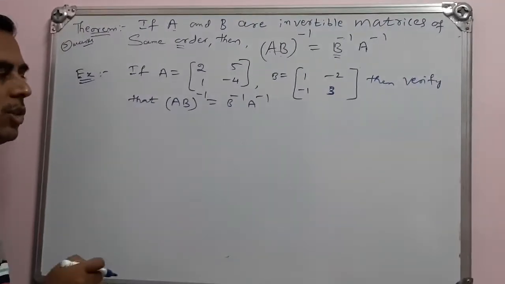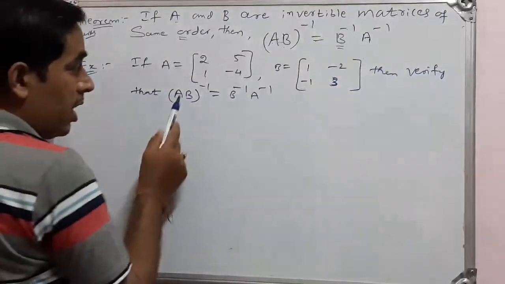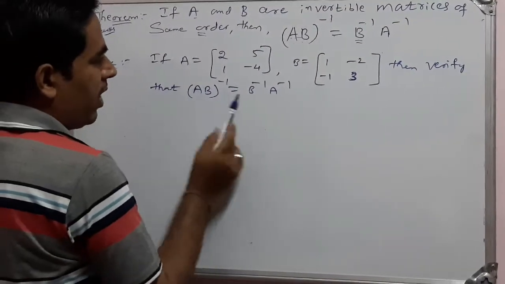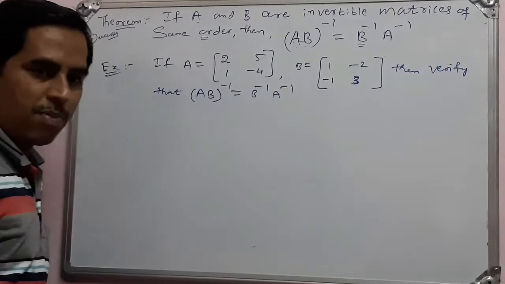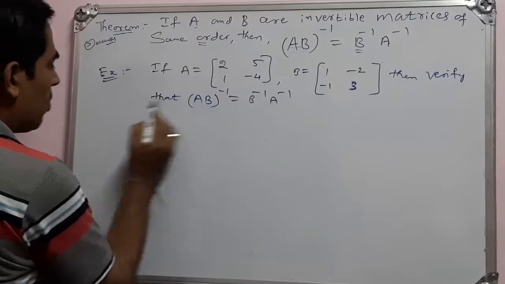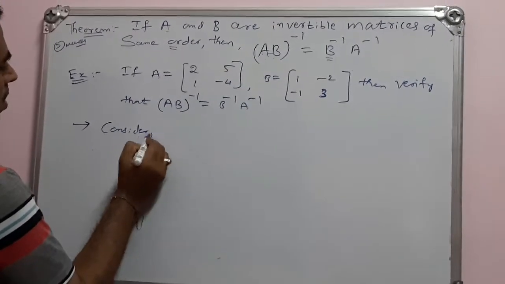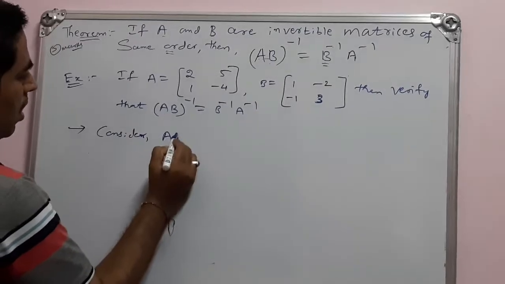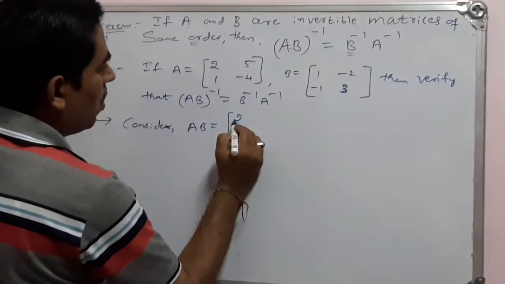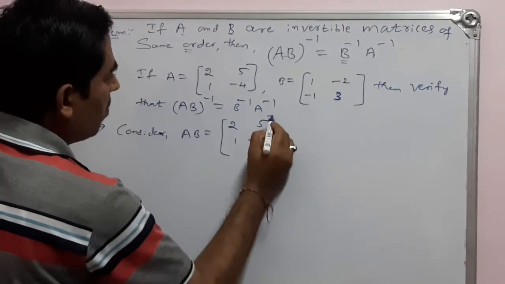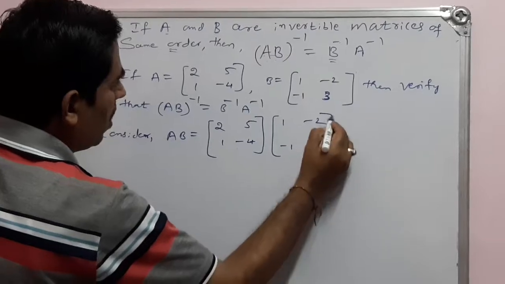So what are the things we have to find out here? First we have to find out the product AB. Then (AB) inverse on the left-hand side. Then on the right-hand side, the inverse of the matrix B and the inverse of the matrix A. So first let us find out this product. Let's begin the solution here. First I will find out the product AB, where B is this one.